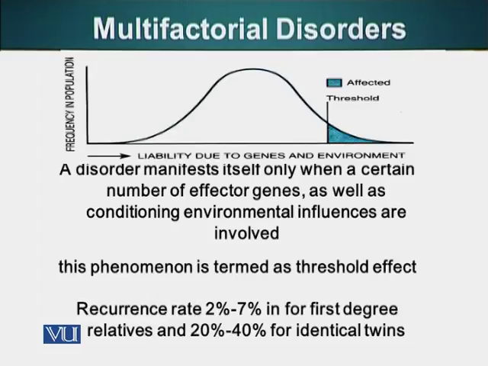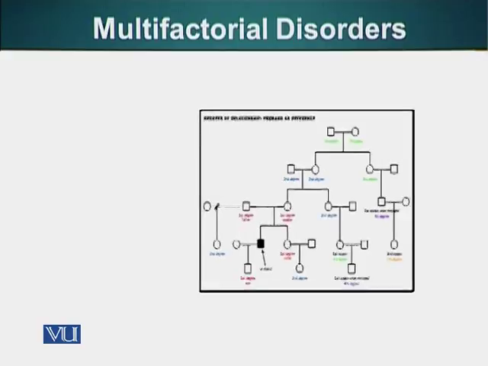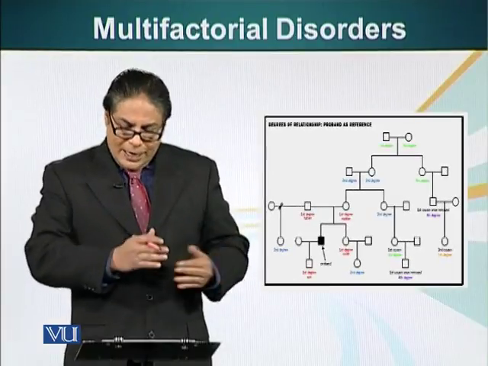The probability recurrence rate for identical twins is 20 to 40%. Identical twins basically means both individuals have exactly the same genes, they're identical genetically. Even in them, the recurrence rate is not 100%, it's not 50%, it is 20 to 40%. So this figure shows basically how important the environmental factors are as compared to the genetic factors.